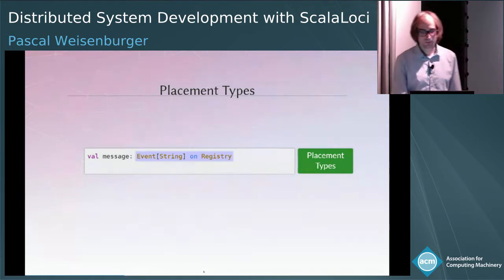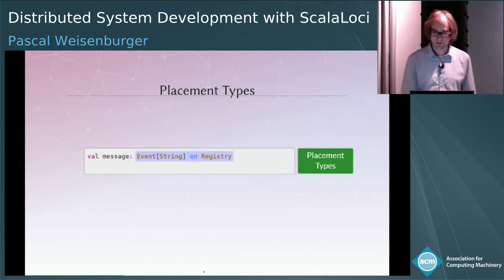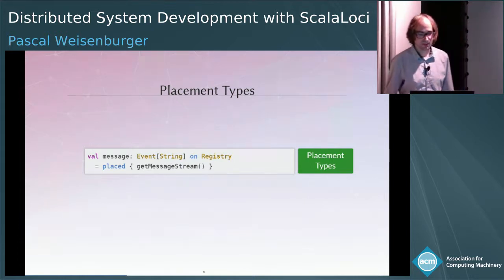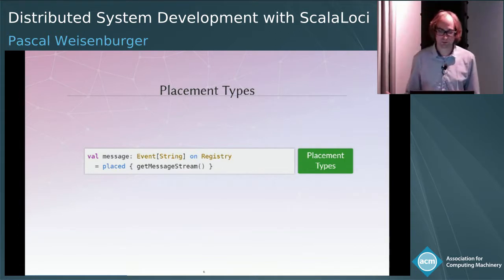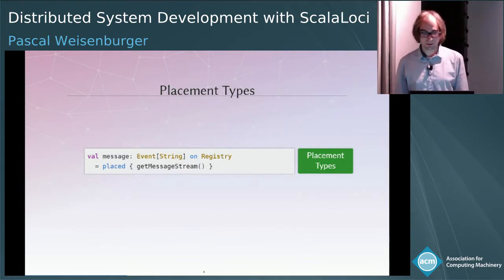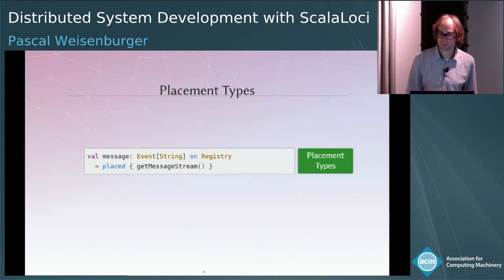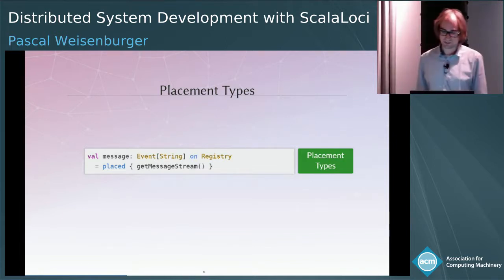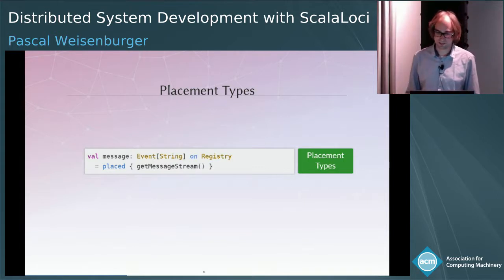Now, of course, we also want to place actual code that gets executed on a specific component. We do this by wrapping code in a placed expression. This way, placement of code is lexically scoped. In this case, we call getMessageStream on the registry component, because by the type ascribed explicitly to the expression, we know it is placed on the registry.